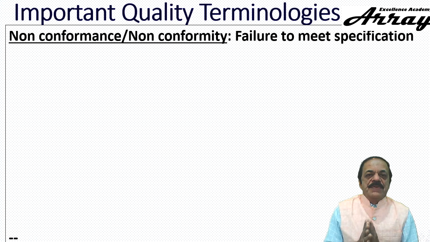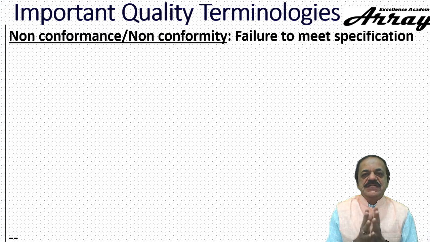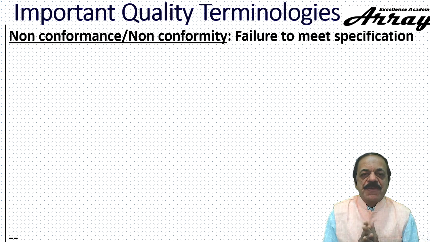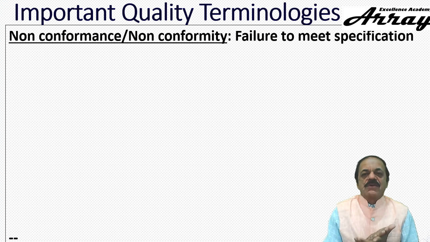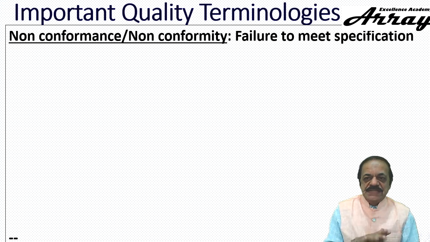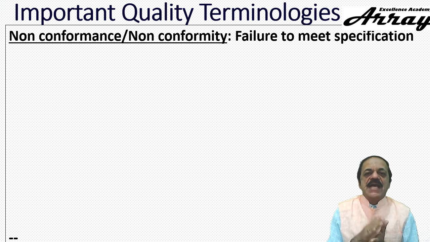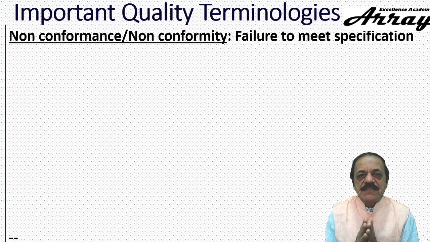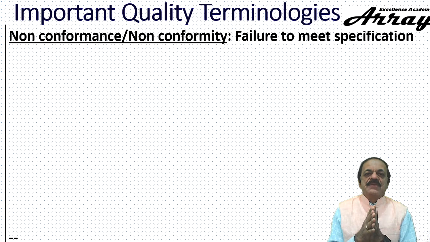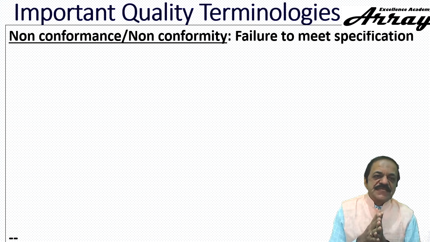Now, basic confusion is there in the minds of people. What is non-conformance? What is defect? Is there a difference between them? Whether non-conformance and non-conformity are one and the same or they are different. Let us clarify now. Non-conformance and non-conformity are the same, whereas defect is different.